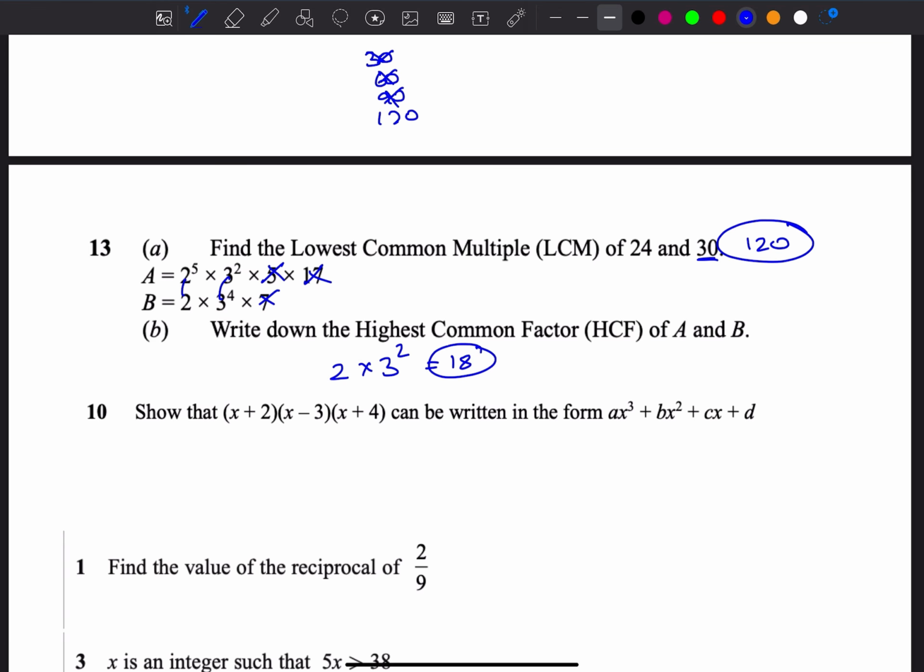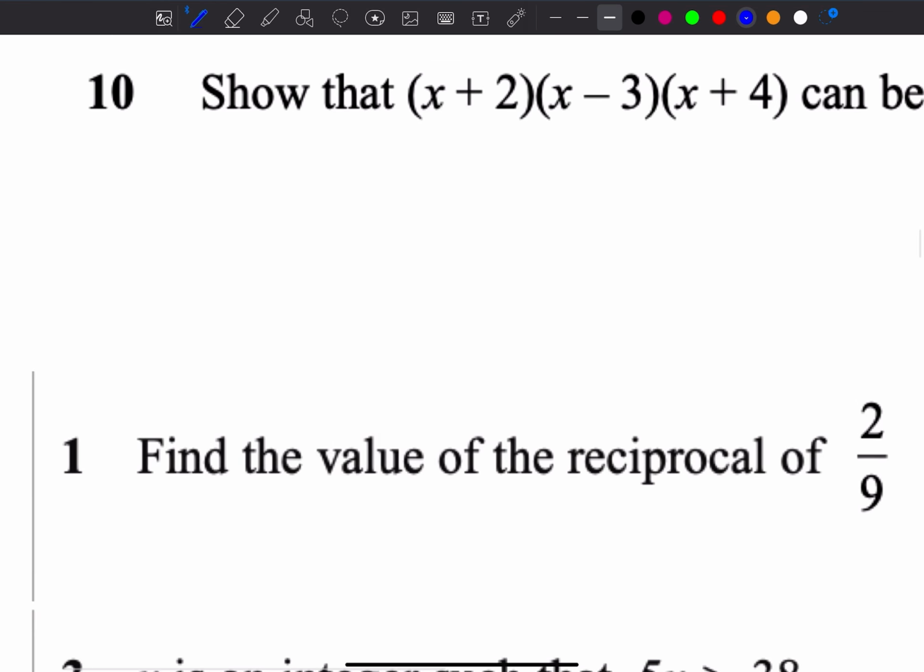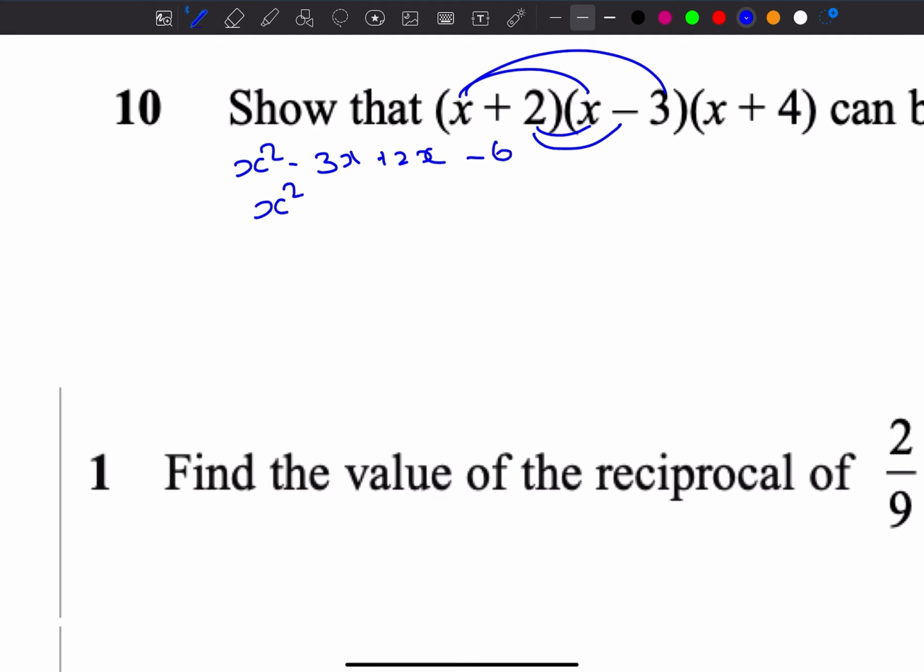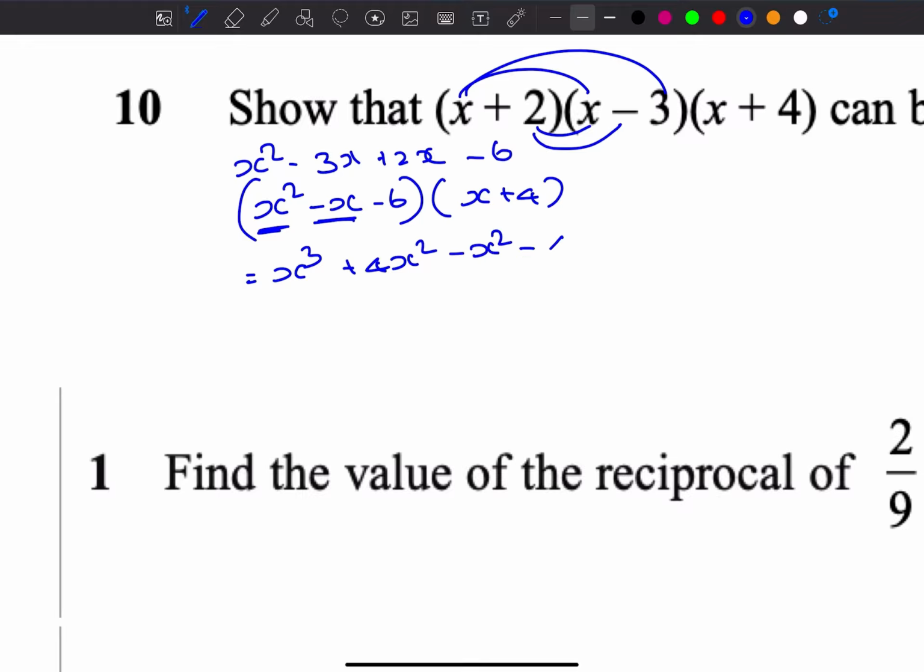Next one. Expanding a triple bracket should be an easy one. You should always be able to expand the first bracket. That's x squared minus 3x plus 2x minus 6. So x squared, minus 3x plus 2x is minus x, minus 6, times x plus 4. Times it by x squared gives x cubed, plus 4x squared, times minus x squared, minus 4x, times minus 6, minus 6x minus 24. That will give you x cubed plus 3x squared minus 10x minus 24 as the answer.